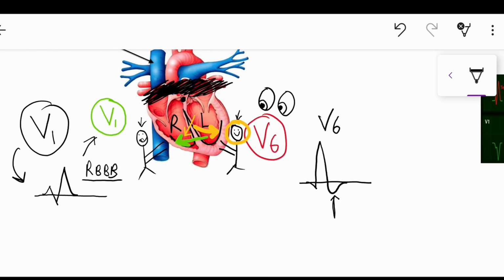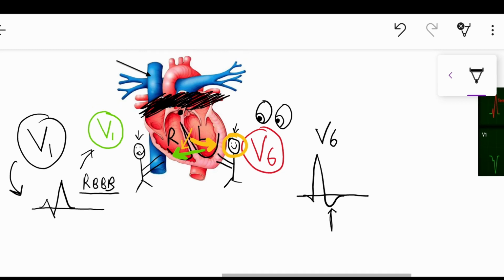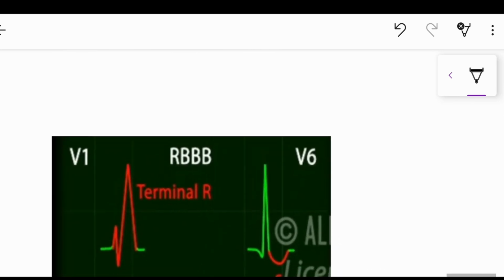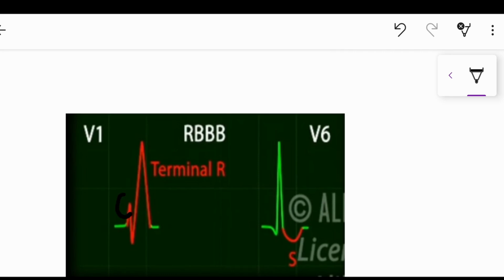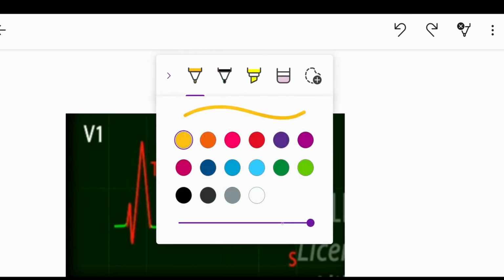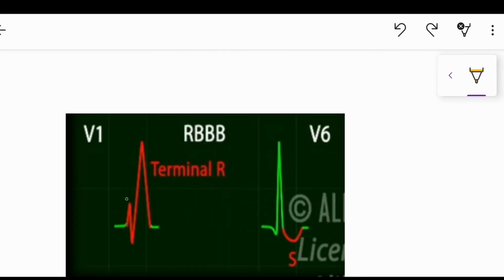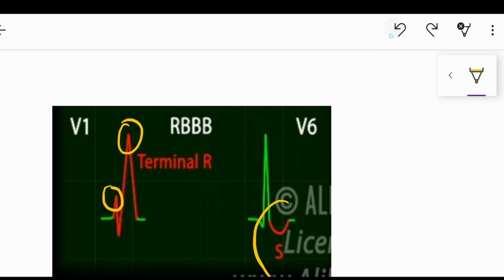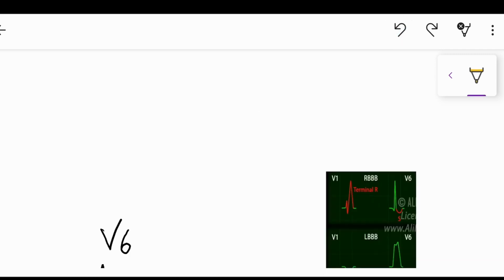All right, so that was a right bundle branch block. Just to show you I am not lying to you, I'm going to show you. I'm going to hide left because I don't want to show you that yet. So look. Whoops, let's get the yellow. All right. So what do you see here in V1 for right? One peak, two peak, double peak. V6, you get depression. V6, depression. All right. So that's that.